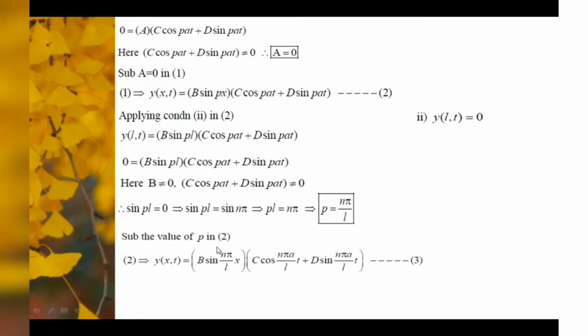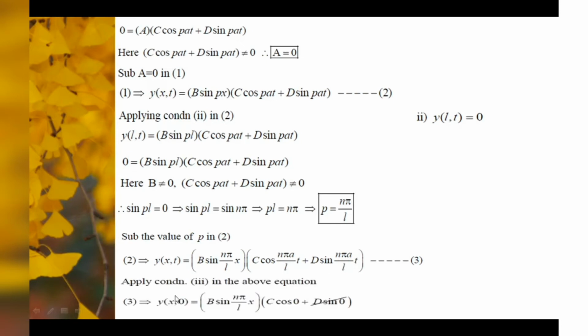Okay. So, in this, if we substitute p equal to n pi by l in the above equation 2, we get y of x comma t as b into sine n pi x by l into c cos n pi at by l plus d sine n pi at by l.